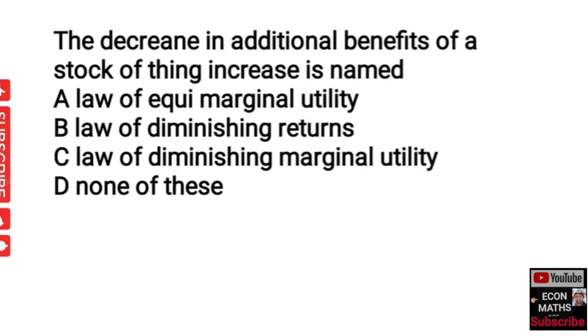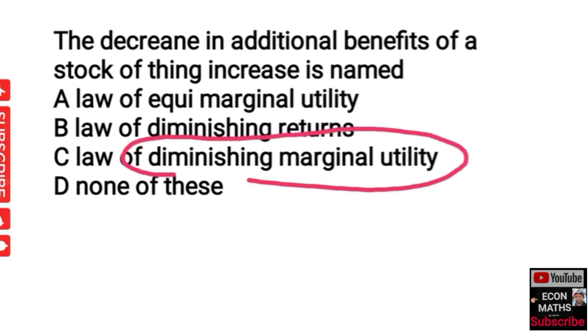Next question: the decrease in additional benefits of a stock of things increase is named. The options are law of equi-marginal utility, law of diminishing returns, law of diminishing marginal utility, or none of these. The law of diminishing marginal utility means the decrease in the additional benefits as the stock of things increases. So I guess the correct option should be this C option.